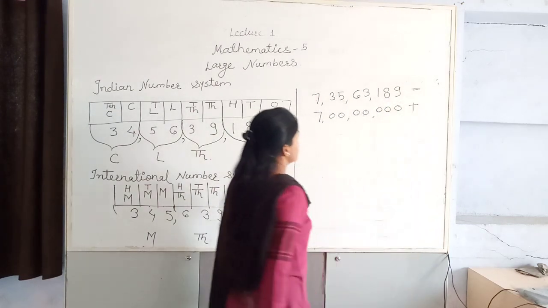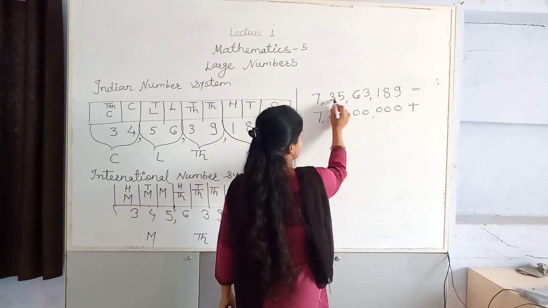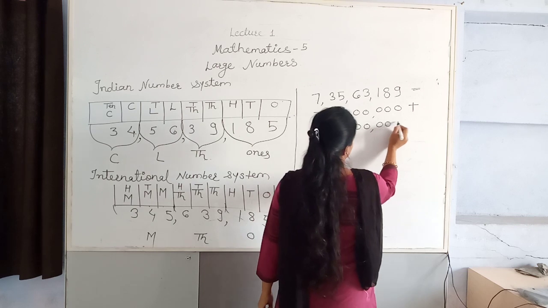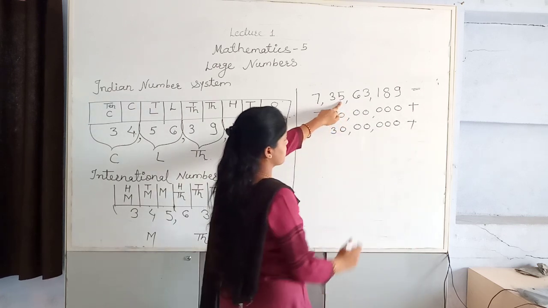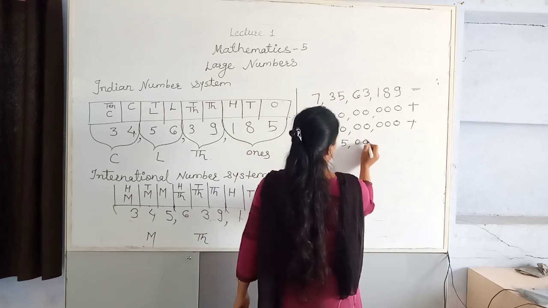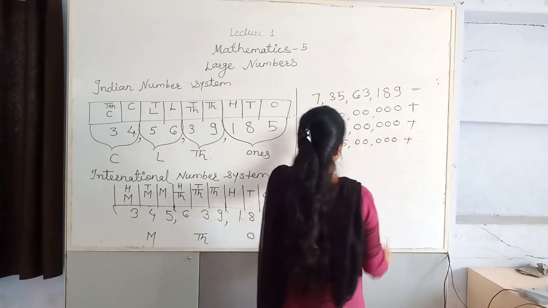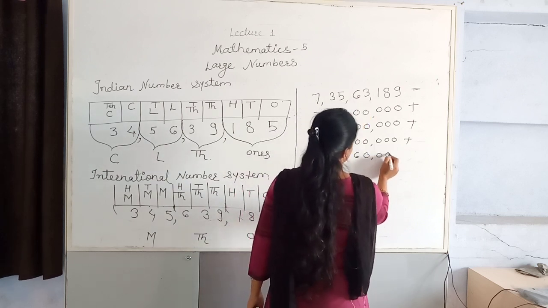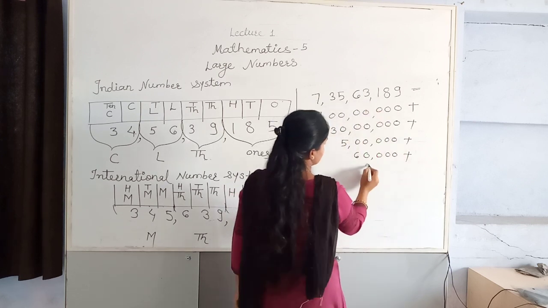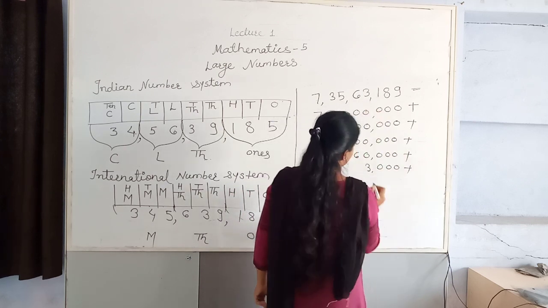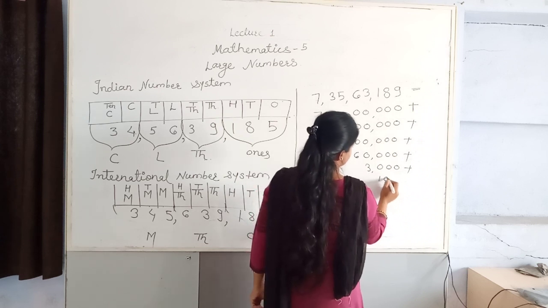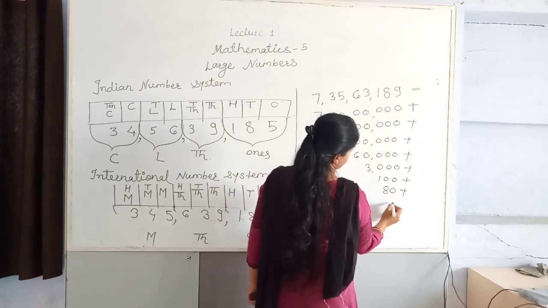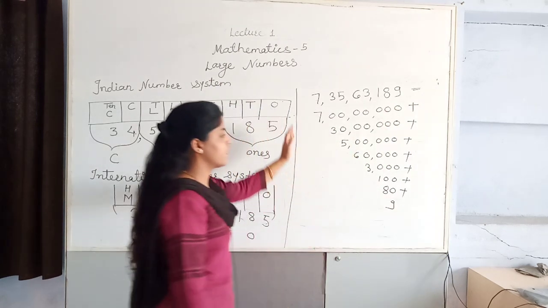Then we write plus here. Then which is the next number? Which place is it? It is the 10 lakh place. So we will write 30 lakh first. After that it is the lakh place, so I will write here 5 lakh. Then it is the 10,000 place. That means we have to write here 60,000. Then the next place is 3,000. Then we know that 1 in the hundreds place means 100. Then 8 in the tens place means 80. And the ones digit means 9. This is the way to write the expanded form.